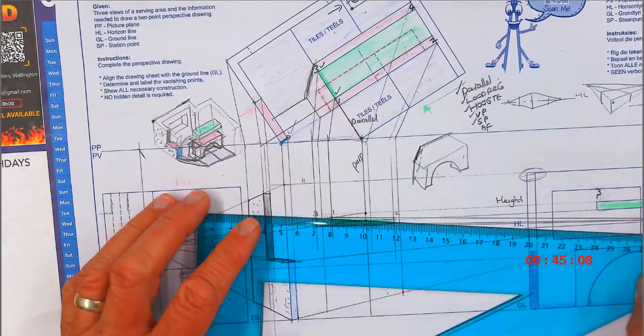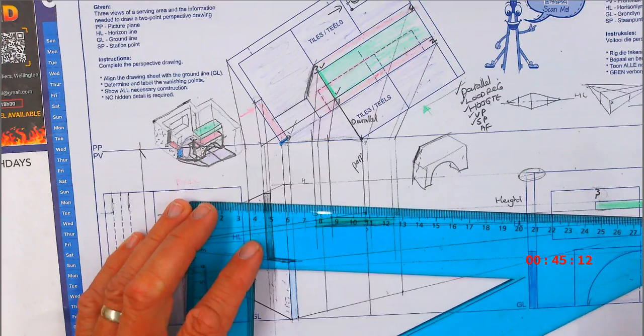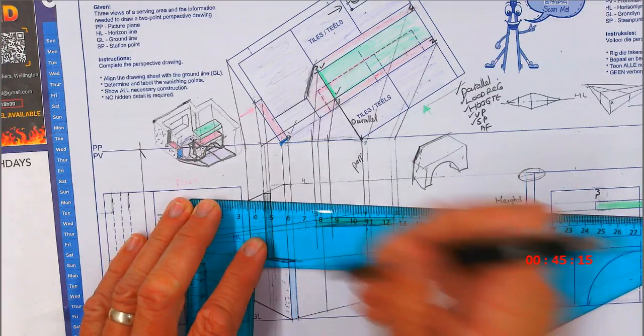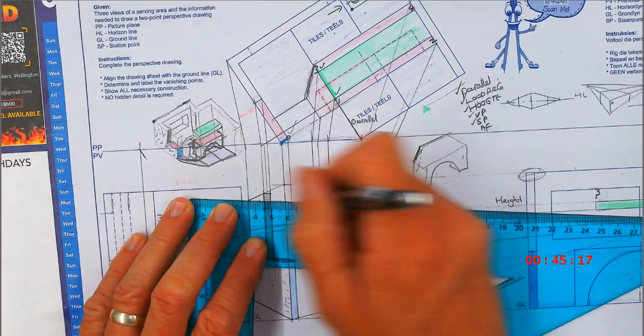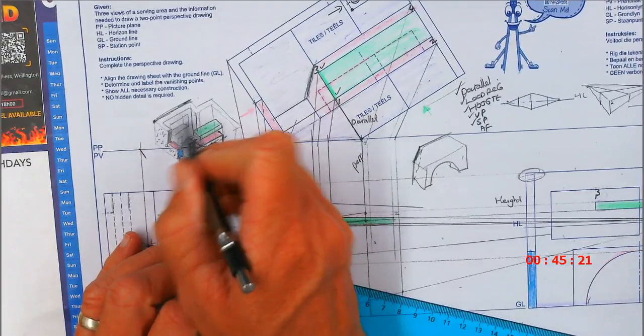So I'm going to take that one, and I'm going to take that line, I'm going to aim for my right vanishing point, and I'm going to draw a line through there. So what is that line there? That line is this line that you see over here.